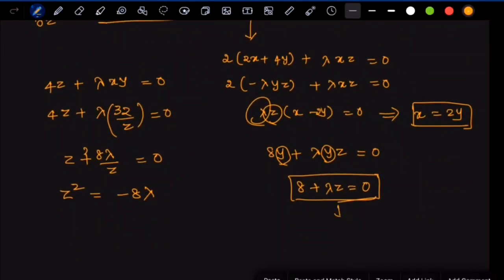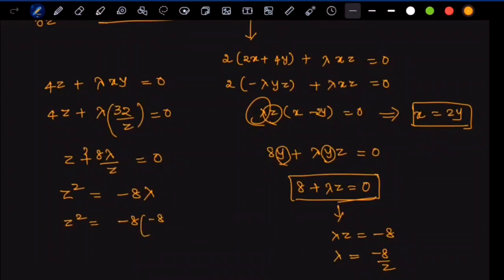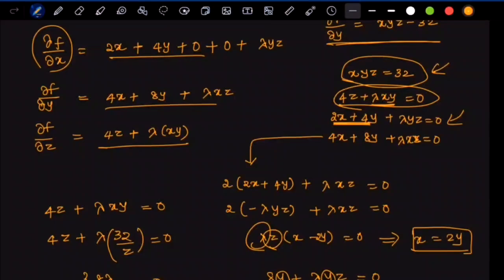But from here we get lambda z is equal to minus 8. Lambda is equal to minus 8 upon z. So z square is equal to minus 8 multiplied by minus 8 upon z. So z cube is equal to 64, which is nothing but z is equal to 4. Alright, we got z is equal to 4.